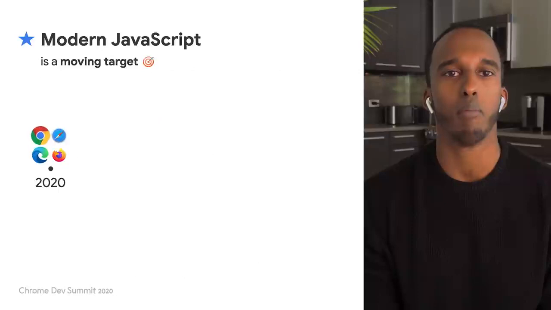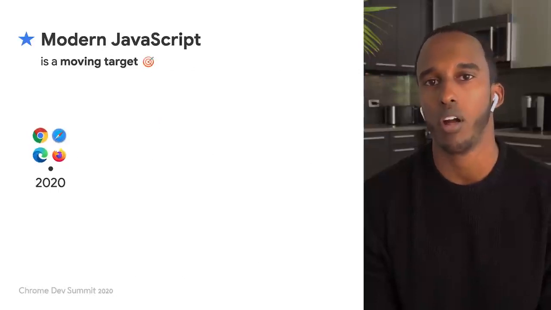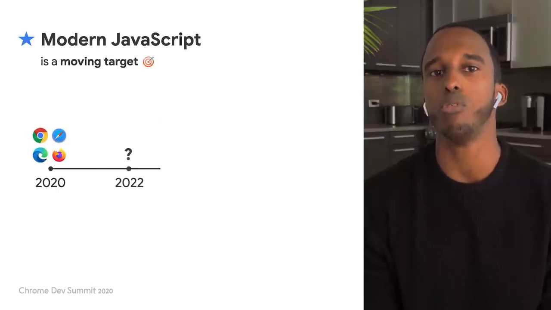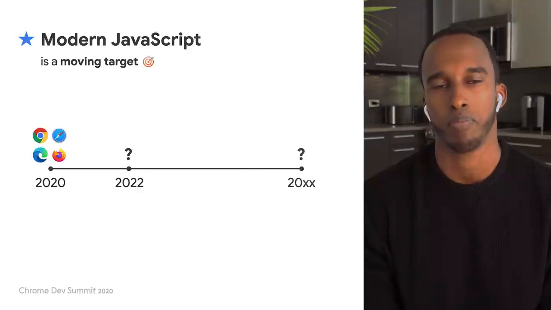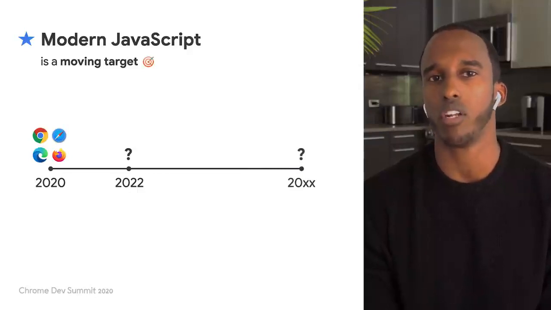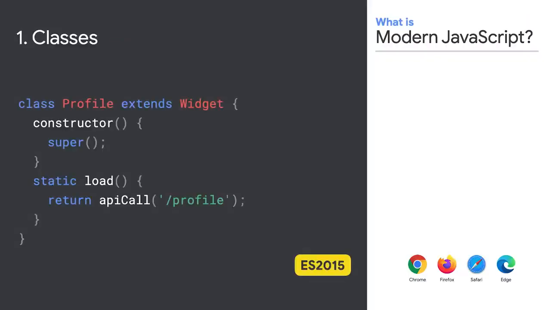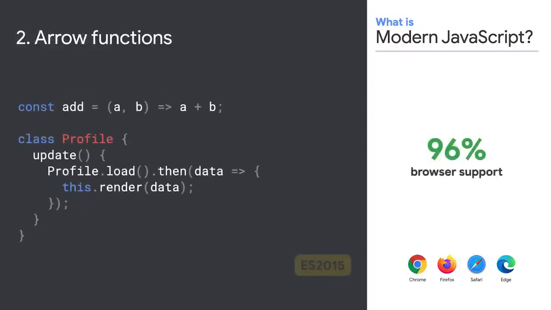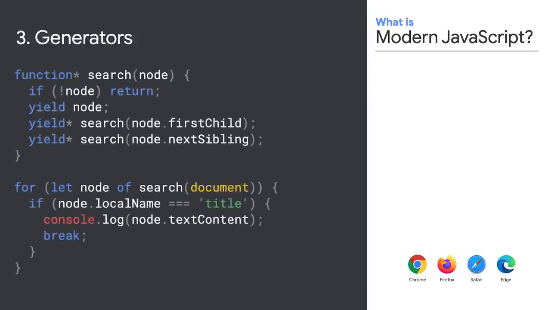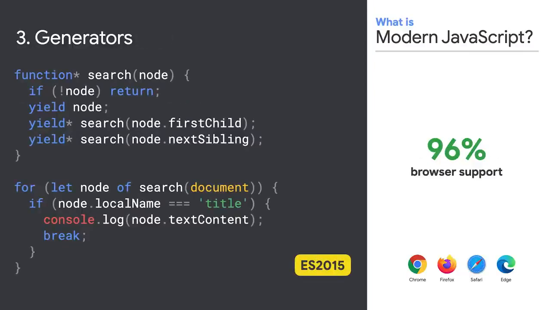The browsers that make up majority market share are also evergreen, which means that they get new JavaScript features over time. But how do we write or generate code for a moving target? The easiest way is to look to the features that are already widely supported. First up, classes, which have over 95% browser support. Arrow functions, 96%. Generators also have 96% browser support. Probably the most underused JavaScript feature.